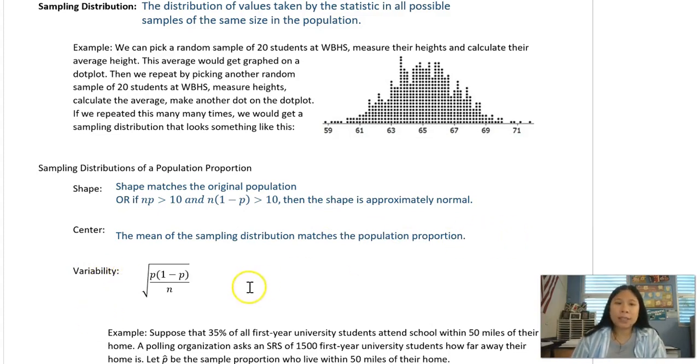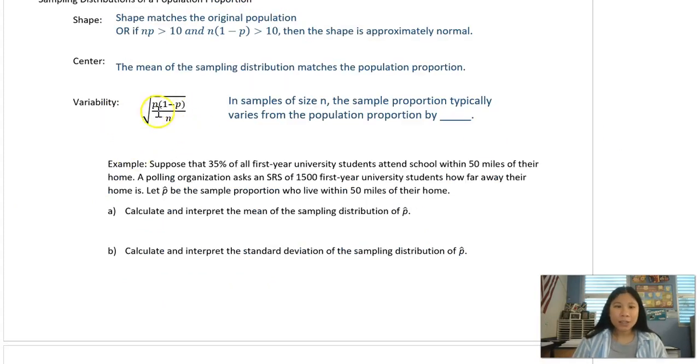We actually have a formula to calculate the new standard deviation. So variability is how spread out our data set is. Standard deviation is how we measure that. So the formula to calculate that is the square root of p times 1 minus p divided by n. So this formula helps us calculate the standard deviation of a sampling distribution. Once I calculate this number, what it means is if I were to take samples of whatever size I had, the sample proportion, the percent that I get from the sample, will typically vary from the population proportion by whatever that number is.